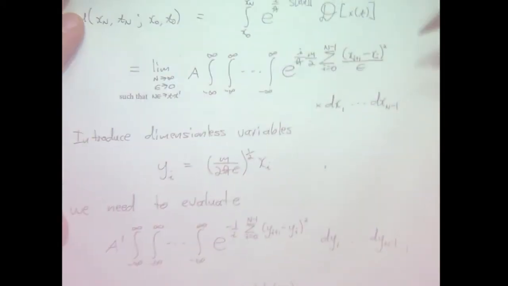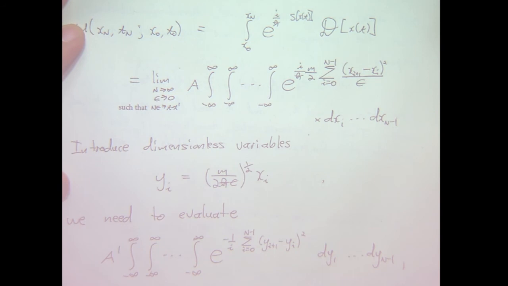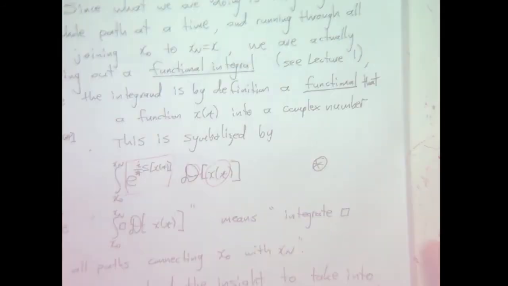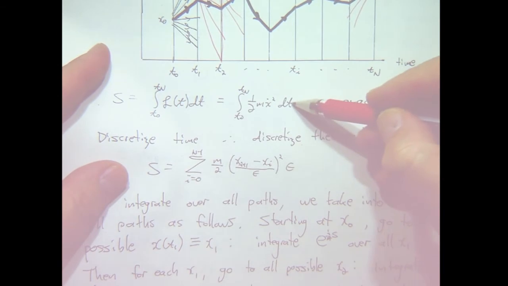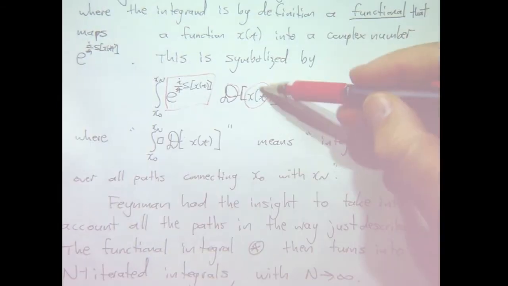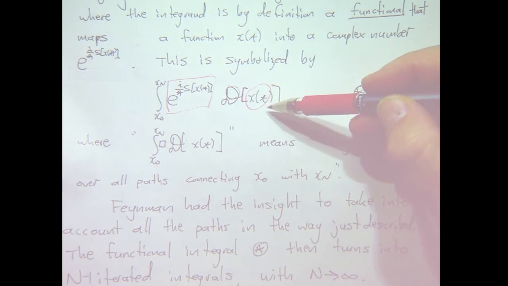Okay. So the D is just a symbol, it has no value. In normal Riemann integration you have dt, because t is a continuous variable, but here you have not a continuous variable, but a function. It's a functional integral.